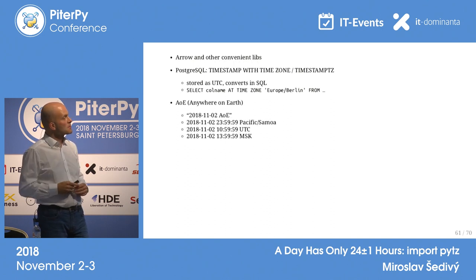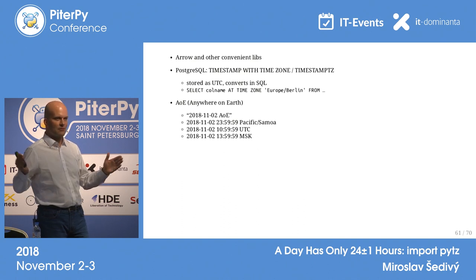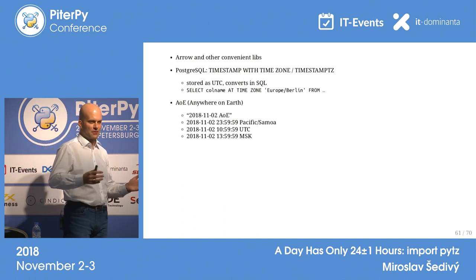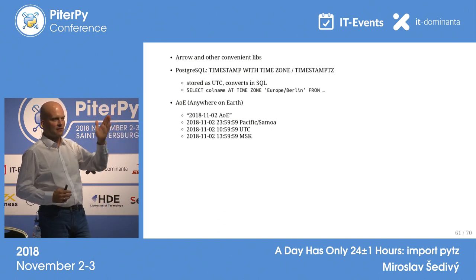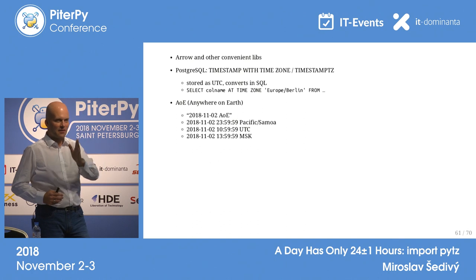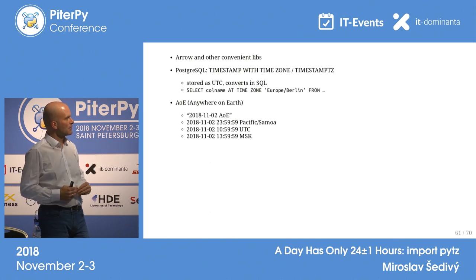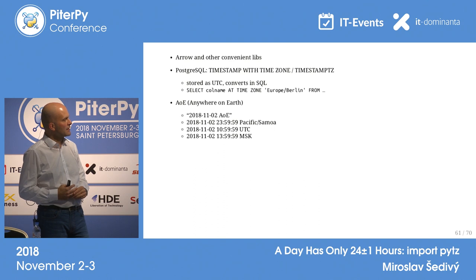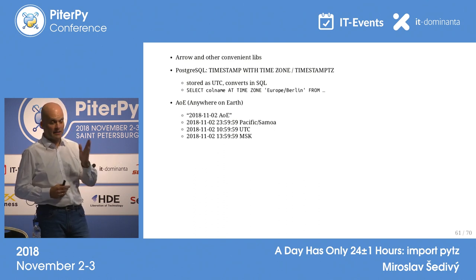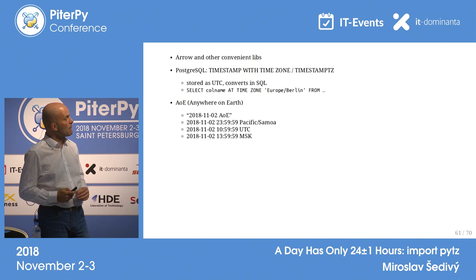Oh, there is one nice time zone called AOE, anywhere on Earth. This is not in tz data. It simply means that if you are organizing a conference and you want to set a deadline for anyone in the world, you just say, okay, I want time zone anywhere on Earth. And on the 2nd of November, anywhere on Earth, it means that it is valid until anywhere on Earth there is still the 2nd of November, which is usually in Samoa, in the Pacific, and in UTC it means the next day at 11 o'clock, and here in St. Petersburg or in Moscow time, it is the second day, 2 o'clock in the afternoon.